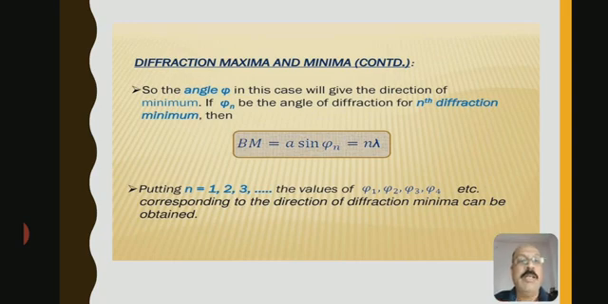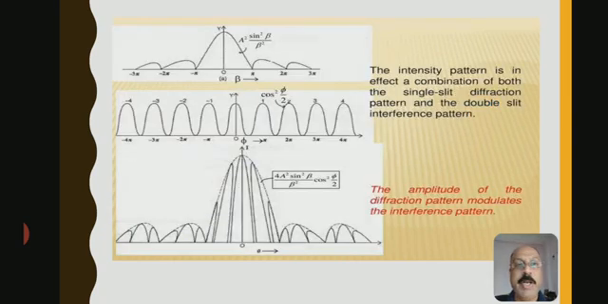If phi n be the angle of diffraction for the nth diffraction minimum, then Bm is equal to a sin phi n is equal to n lambda. Putting n is equal to 1, 2, 3, 4, the values of phi 1, phi 2, phi 3, etc. corresponding to the direction of the diffraction minima can be obtained.